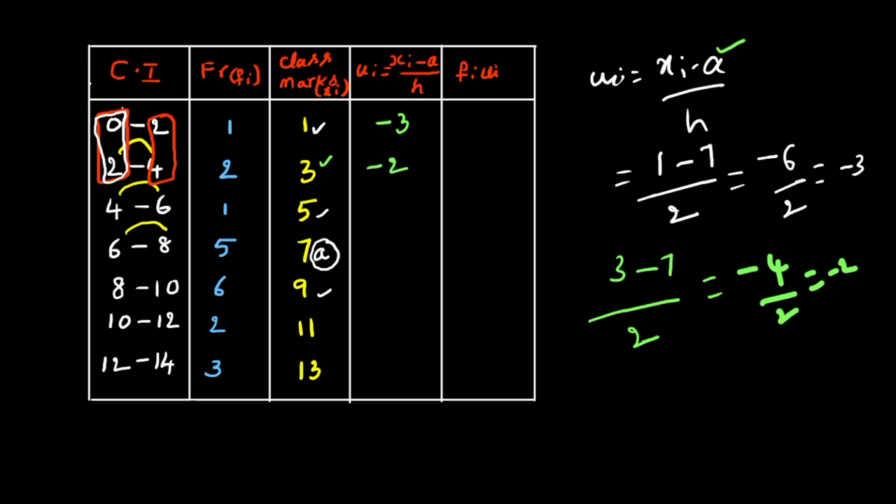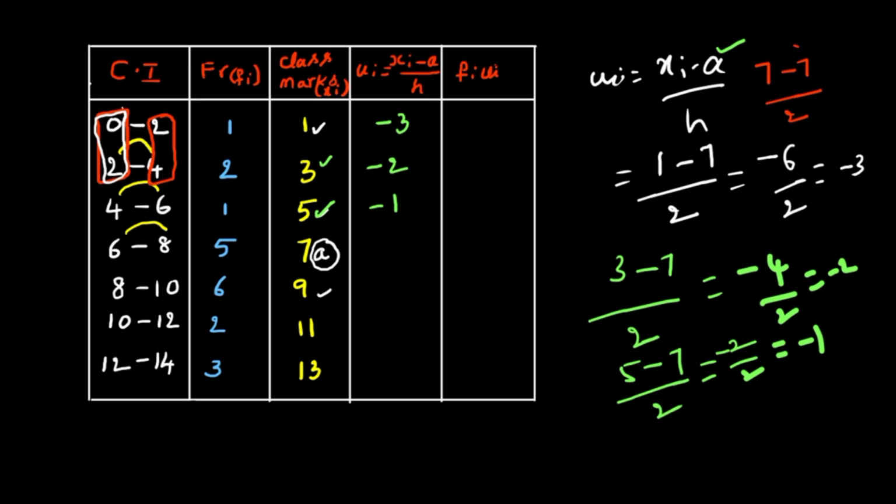Now we take the class mark 5. So xi minus a, where a is 7, divided by 2: 5 minus 7 gives minus 2, by 2, equals minus 1. That minus 1 we write here. Now the next one, 7. Here xi is 7 minus a, also 7, divided by h which is 2. So 7 minus 7 is 0, and 0 by 2 equals 0. So here it is 0.